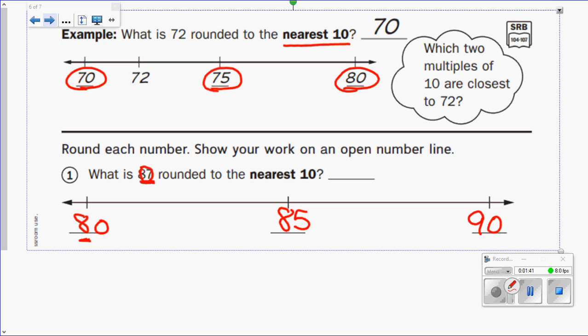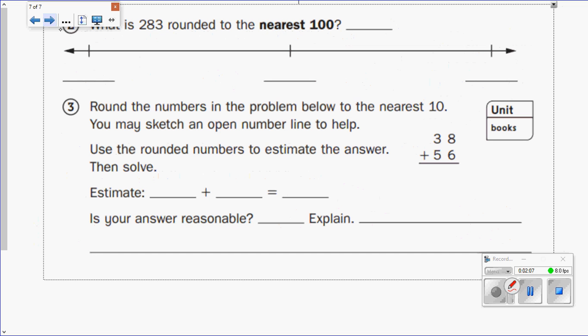All right, so if we round 87 to the nearest tens, well, let's find out where 87 falls on our number line. So here's 85, then we go 86, 87. Okay, so there would be 87. 87 is to the right of 85, so it would round to 90. So 87 rounded to the nearest tens would round to 90. All right, let's go on to our next one.